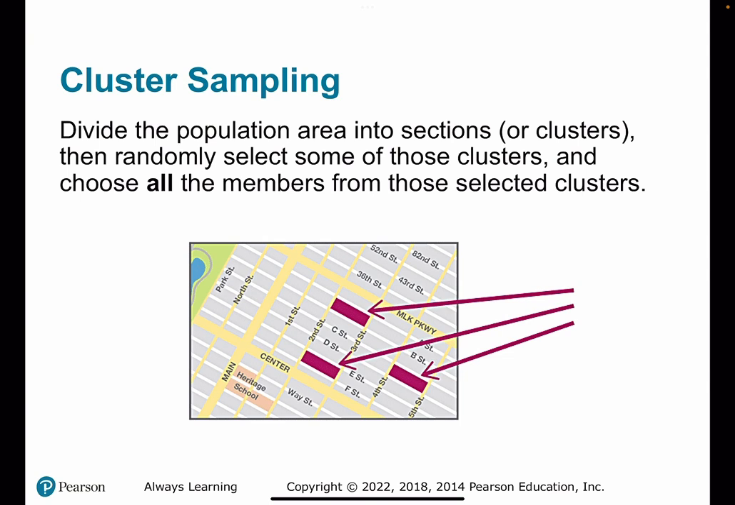So for example, here, these that are highlighted, those clusters were randomly selected. And once those clusters are selected, every person or unit, like all of this cluster is used in the sample, and all of this one and all of this one. So with cluster sampling, either everybody in the cluster is selected or everybody in the cluster is not selected.